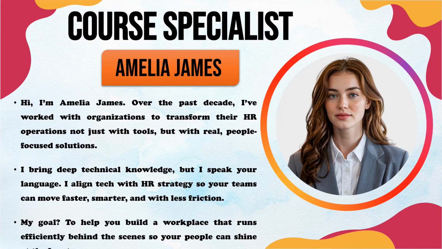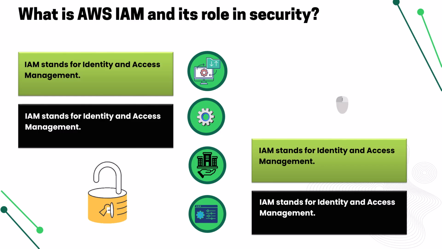leadership real-time, actionable insights. IAM is like the bouncer at a VIP club. It decides who gets in and what they can do. It controls access to AWS resources, ensuring only authorized users make changes. With policies and roles, IAM keeps security tight, preventing unwanted guests from messing with your cloud setup. So if you want a secure AWS environment, IAM is your best friend.